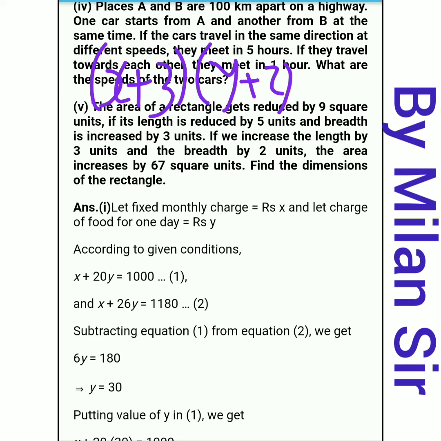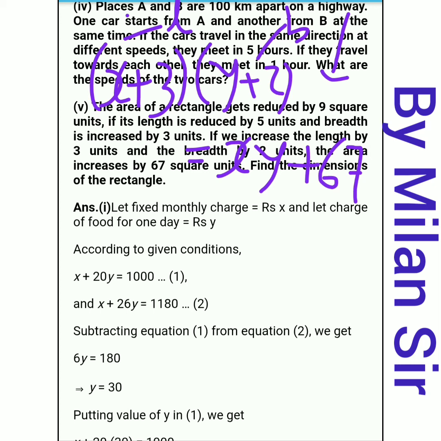The area increased by 67 square units. Now the original area is equal to xy, increased by 67 square units, so plus 67. Okay, this is our L, this is our B. L multiplied by B is our area, and it is given that the area increased by 67 square units, so xy plus 67. Length multiplied by breadth is equal to area.